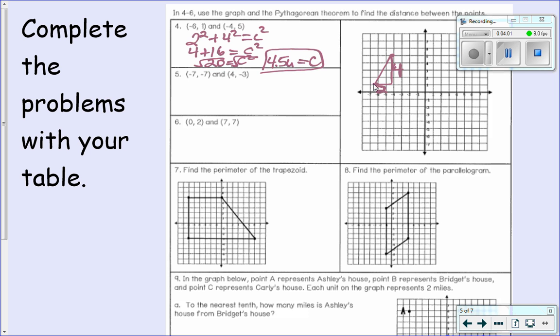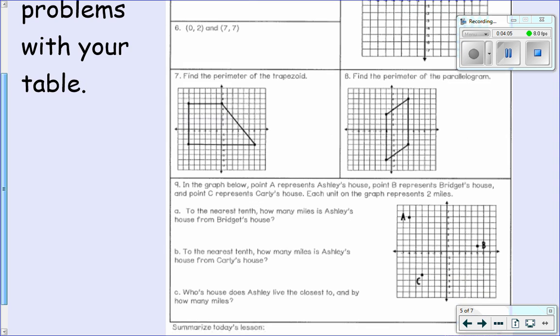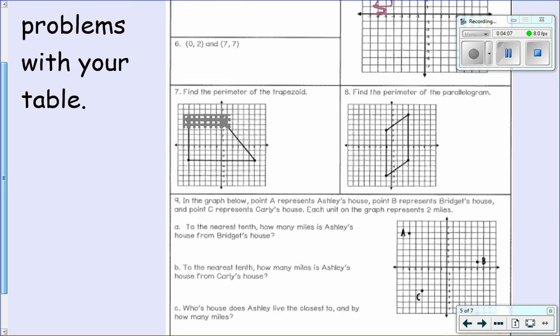Let's move down and look at number 7. This is similar to your warm-up. You had to find the perimeter of the trapezoid. Any ideas on how we can determine how you split them into half? Absolutely. So we can split them up to find the perimeter. So do you see a right triangle now? And how many units?